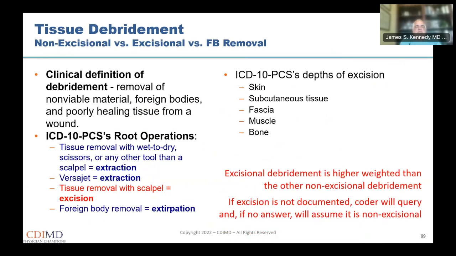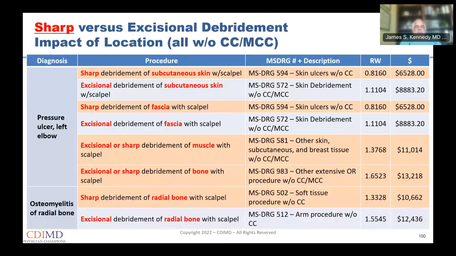And then there are different levels based upon whether it's just the skin, the subcutaneous tissue, fascia, muscle, or bone. We code to the deepest level of the debridement. And in the Medicare Severity DRG system, an excisional debridement, which is the root operation of excision, is higher weighted than the non-excisional debridements, which use the root operation of extraction or extirpation.